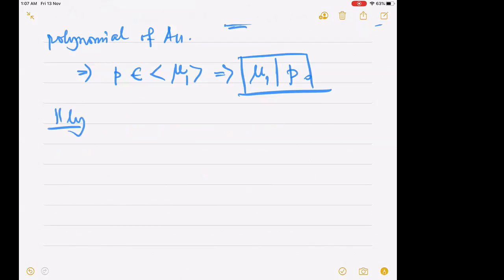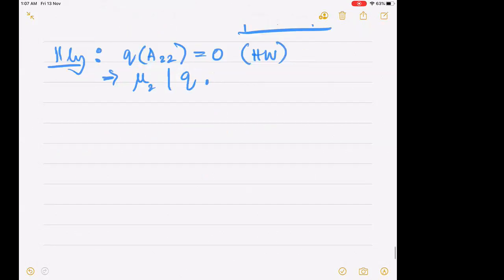Similarly, following exactly the same steps, but for A22, we can show that Q(A22) must be equal to 0. This goes to you as a homework. If Q(A22) is 0, then this would imply that mu2 would divide Q, right? Okay. Now, here comes the interesting part.